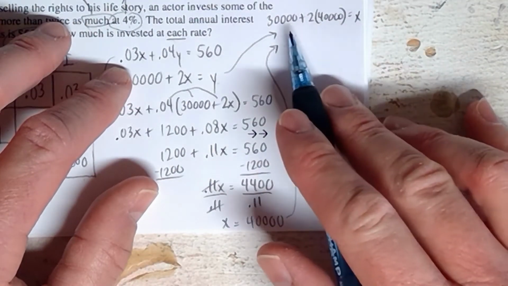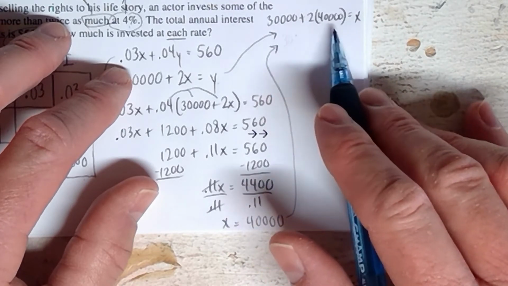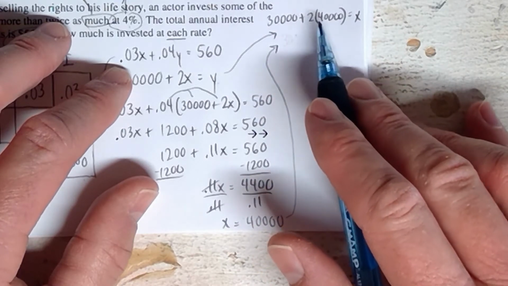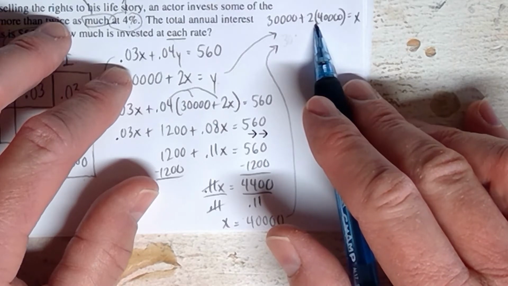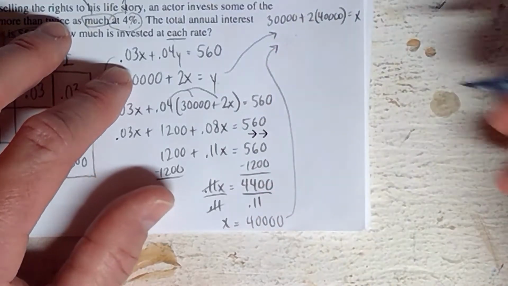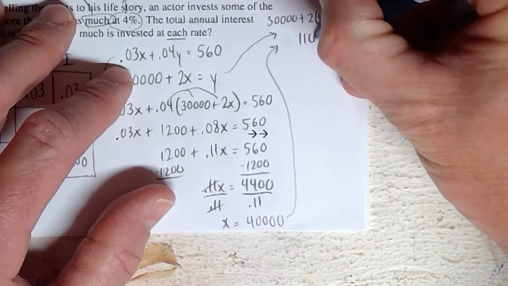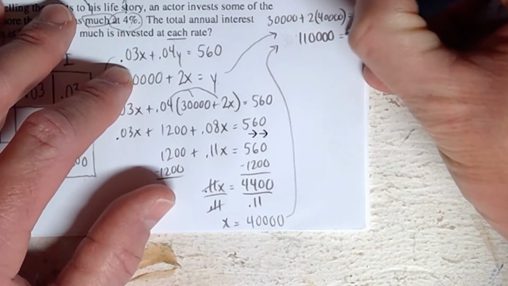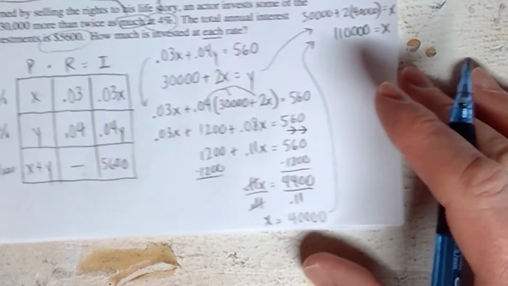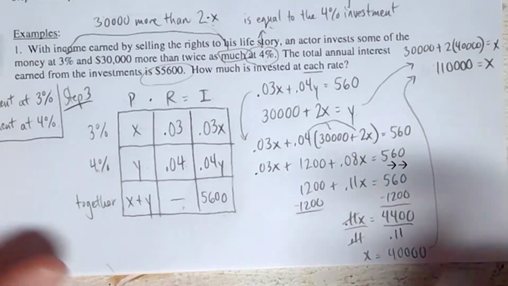X is already by itself, and it's not on the other side either. No variable over here, so I just do order of operations. Multiply first, you get 80,000. Then you add it to the 30,000, and you get 110,000. So the final answer, I'll go ahead and put it down here.